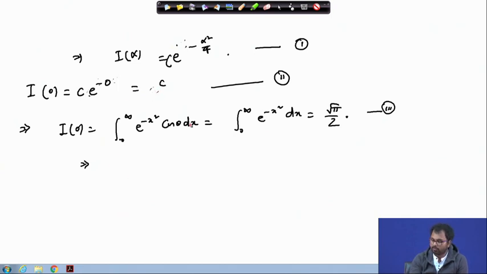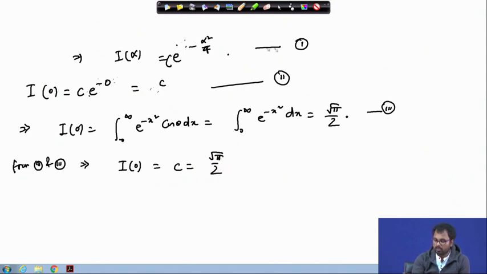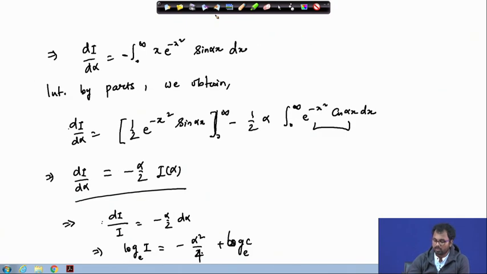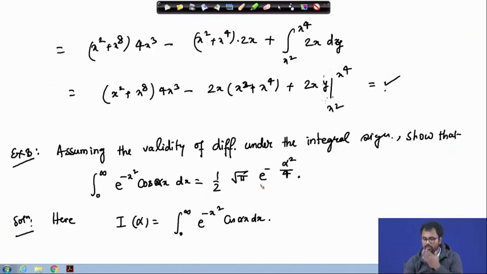So from 2 and 3 we have I 0 equals c equals the square root of pi by 2. So from 1 we can write I alpha equals square root of pi by 2 times e to the power minus alpha square by 4, and this is what we needed to prove.